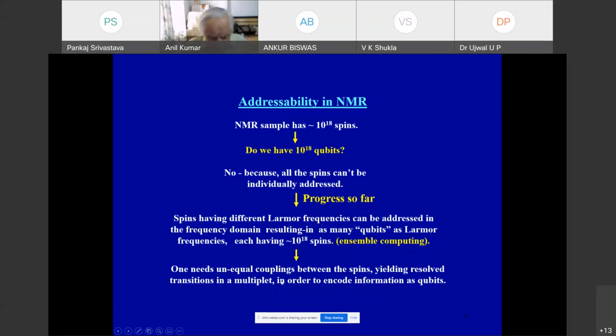And one needs unequal couplings between spins, yielding resolved transitions in a multiplet, in order to encode information as qubits. I'll show you what that sentence means.